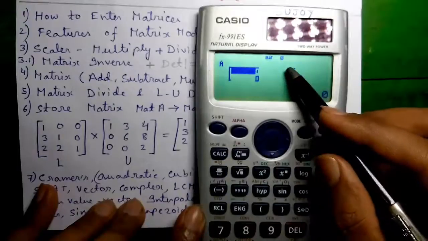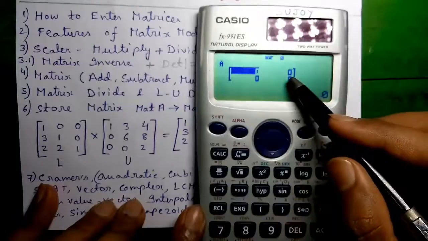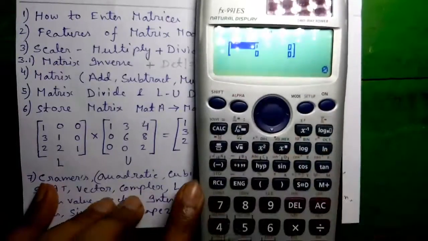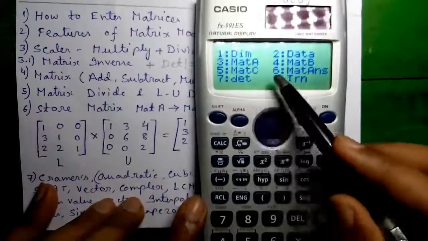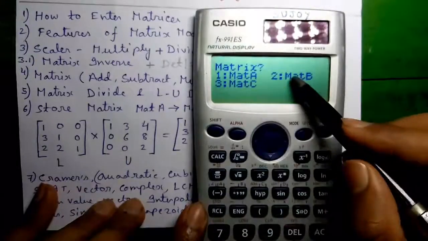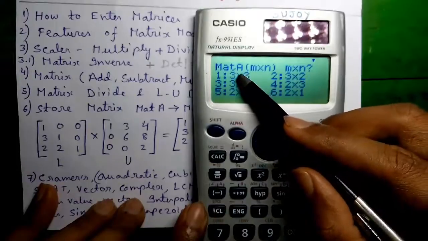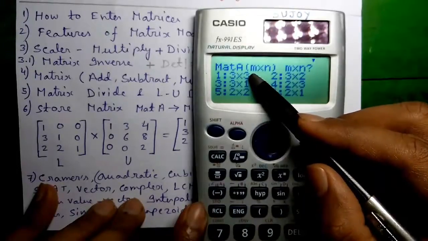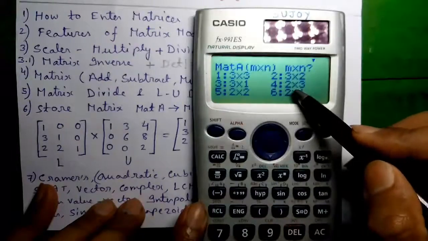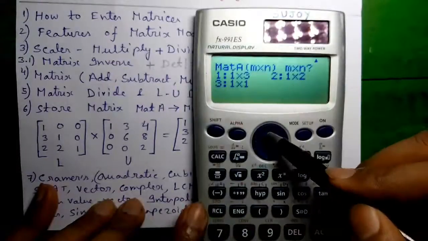Now as you can see, the matrix A is right now a 2x2 matrix. We want to change it to a 3x3 matrix to enter this matrix L. For that, press shift 4, 1 for dimension, where you can change the dimensions of the matrices. So 1 for matrix A, and now we want a 3x3 matrix, so we will type 1, but you can enter 1 to 6 to get different sizes of matrices. Also press the joystick down to get more options.